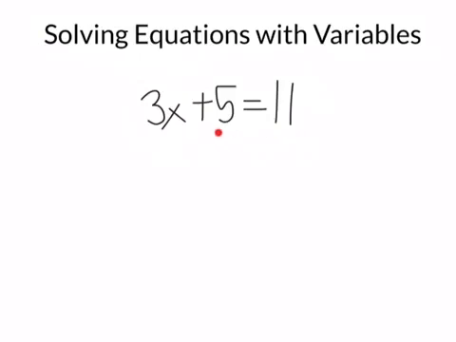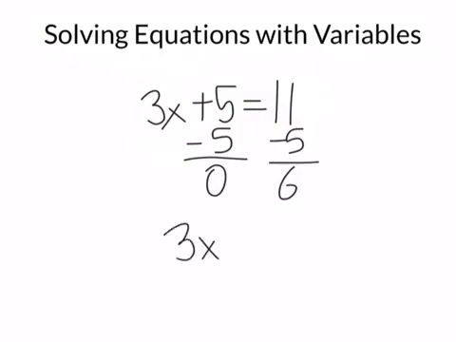And the whole point of solving equations with variables is to find what that number is, which is hidden by x in this case. So first, we subtract 5, so we can get rid of the 5. 5 minus 5 is equal to 0. Here's a really important rule. Whatever happens on the left side of the equal sign has to happen on the right side. Since we subtracted 5 from the left side, we have to subtract 5 from the right side. 11 minus 5 is equal to 6. So we are left with 3x plus 5 is equal to 6.